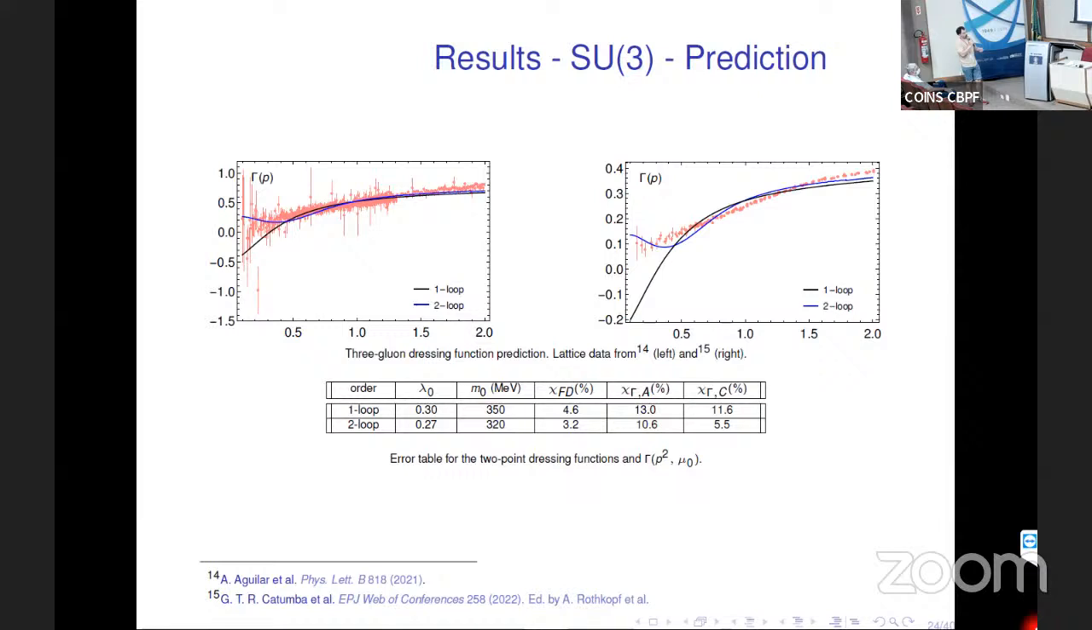Of course, you can see that here the zero crossing is crystal clear in the one loop case, but when we go to two loop, it seems that the zero crossing disappears. But as we will see in a moment, this is not the case. The thing is that the zero crossing has gone very deep in the infrared in this case.